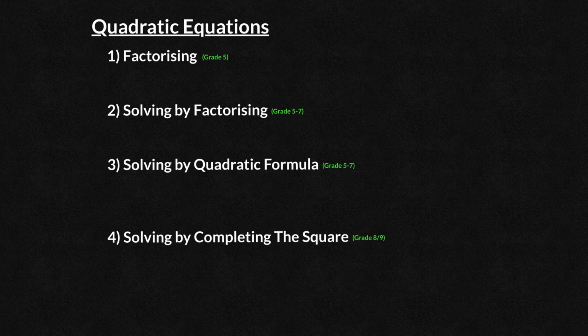In this video, we're going to look at quadratic equations. What I have done is listed 4 topics within quadratic equations that you should be able to do. First, we're going to look at factorising, which is approximately a grade 5. Secondly, we're going to look at solving by factorising, which is roughly a grade 5 to grade 7, depending on the quadratic. Thirdly, solving by quadratic formula, and again that's between grade 5 and 7. And lastly, solving by completing the square. Now this is anywhere from grade 8 to grade 9.